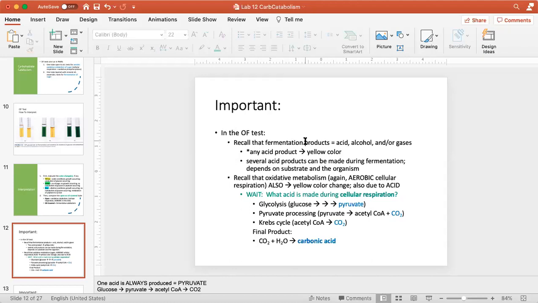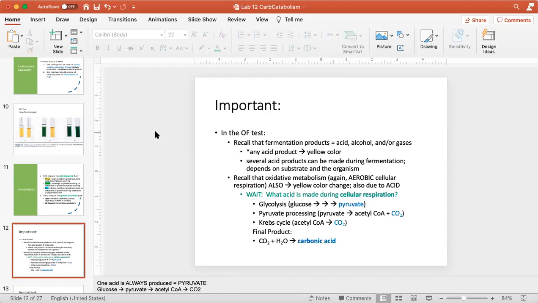Remember, during fermentation, glucose is going to be converted into pyruvate. That's the process called glycolysis. That's still occurring. But the pyruvate is going to be converted into some combination of products. It's going to be converted into acid or alcohol or gas or some combination. Any acid that gets produced in that fermentation tube is going to turn the color to yellow. There are lots of different fermentation pathways. They're not all the same. And there are different acid products that can be made during fermentation. It depends on the substrate and the organism involved. Notice I've got a little asterisk here though.